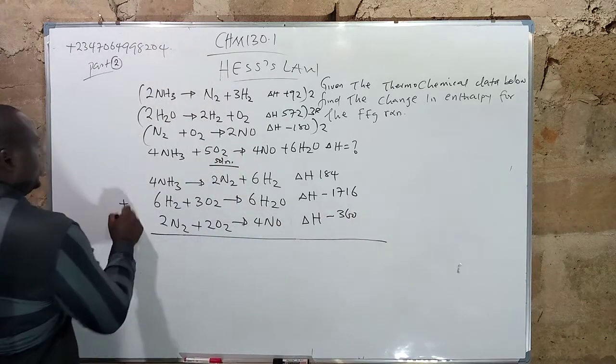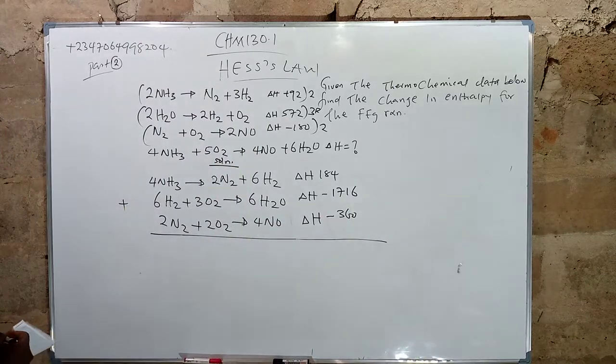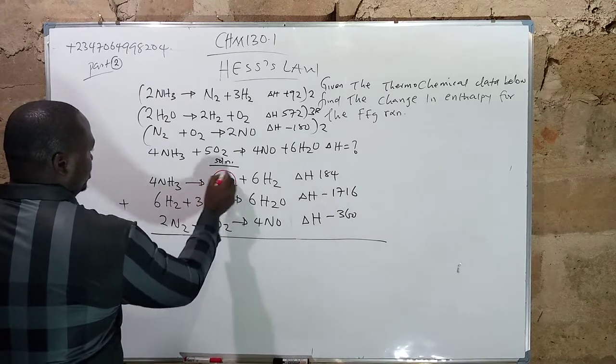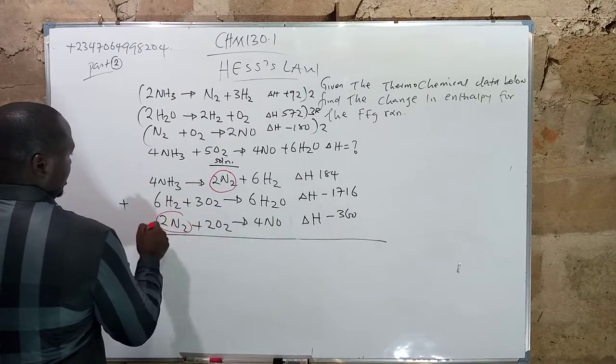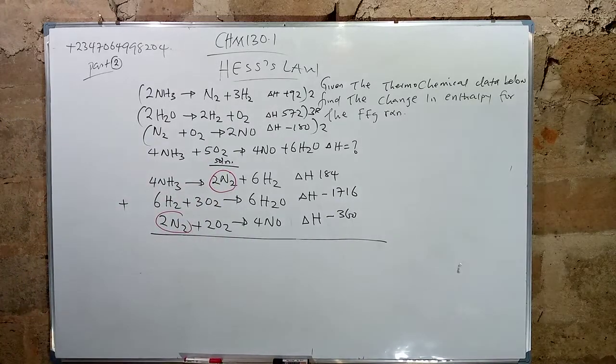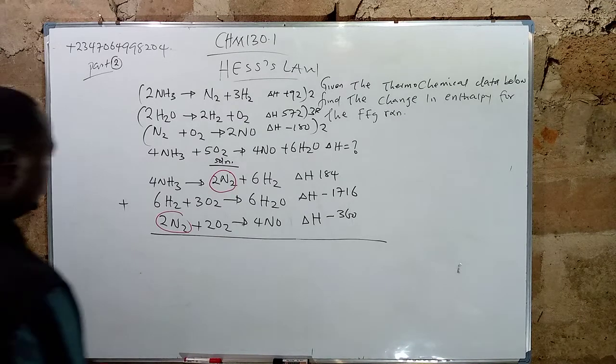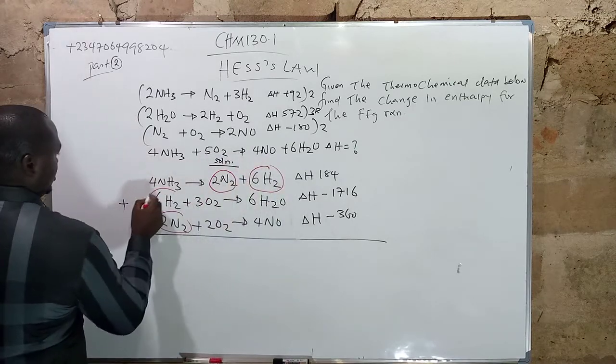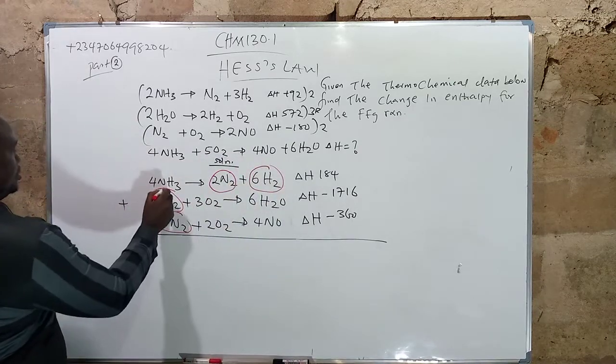We have to add them together. Now, of course, you know, before adding, those that are repeated more than once will cancel out. Look at this place. Nitrogen, it will cancel out. And they are even the same. So nitrogen will cancel out. The next thing that will cancel out is hydrogen. Look at here. Hydrogen is plus 6. Here is plus 6, so it will cancel out.